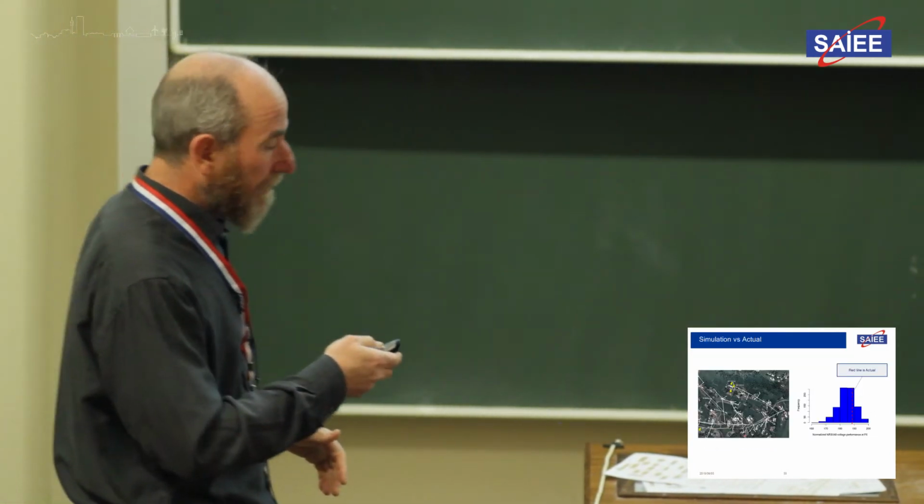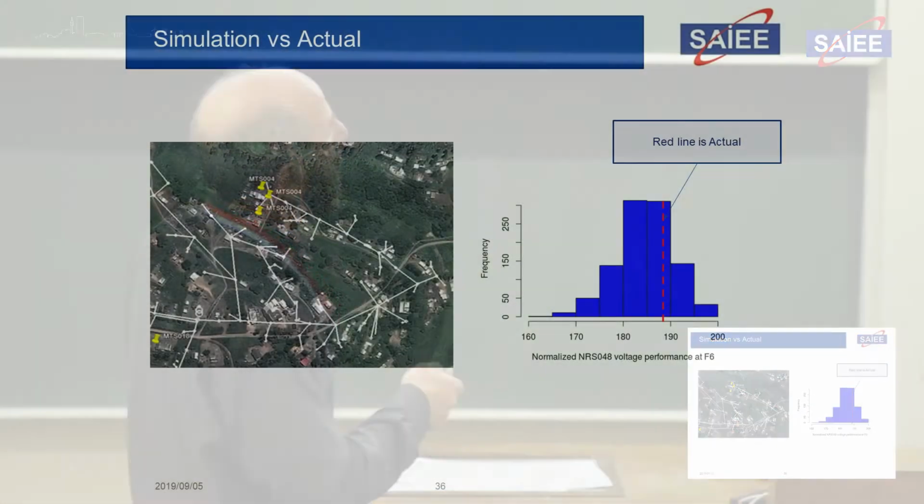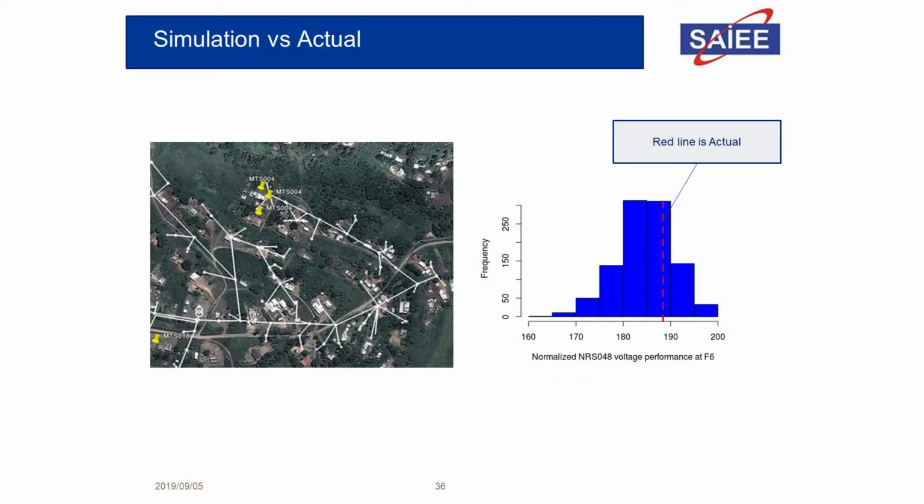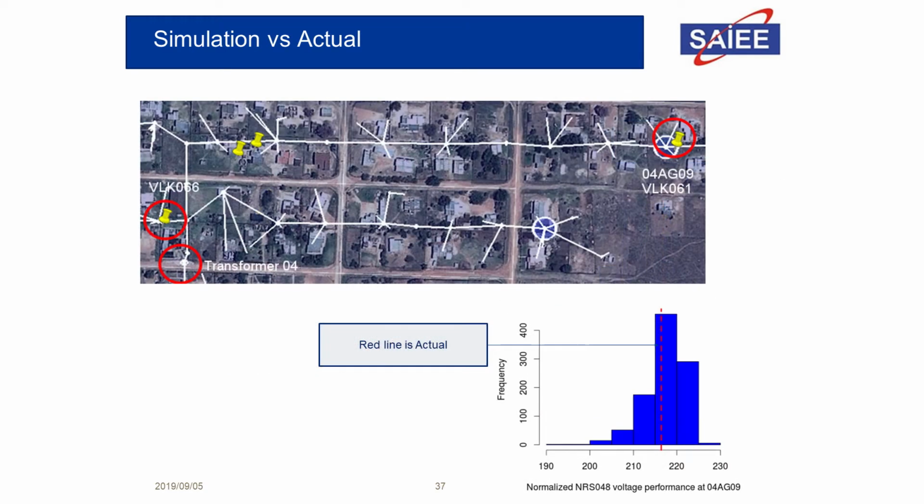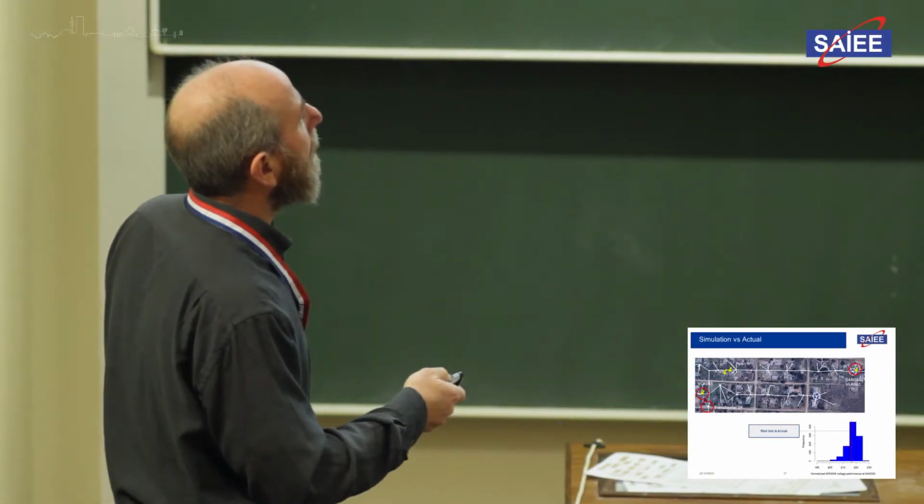Okay, and then these are some of the results. So that's the network. You can see the blues, the distribution you get, because when you're doing this 1,000 times and you're randomly assigning, you get a distribution of NRS voltage performance. And then the red line is the actual. This is for a different site. The red line is also there in the middle of the distribution.